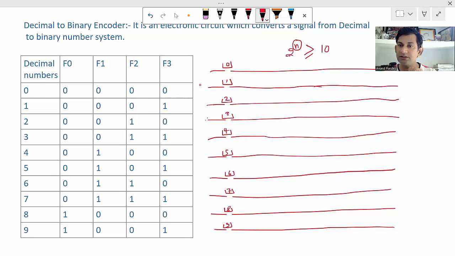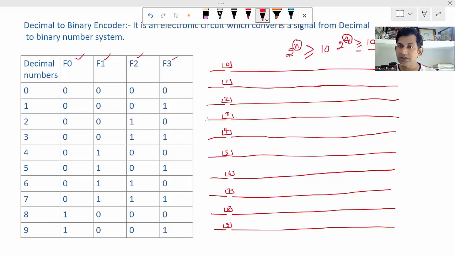So you can see, is 2 to the power 1 greater than or equal to 10? No. 2 to the power 2 greater than or equal to 10? No. 2 to the power 3 greater than or equal to 10? No. So if you take 2 to the power 4, 2 to the power 4 is greater than or equal to 10. And here the number of output lines will be 4. That's why here we have taken this 4 bits.